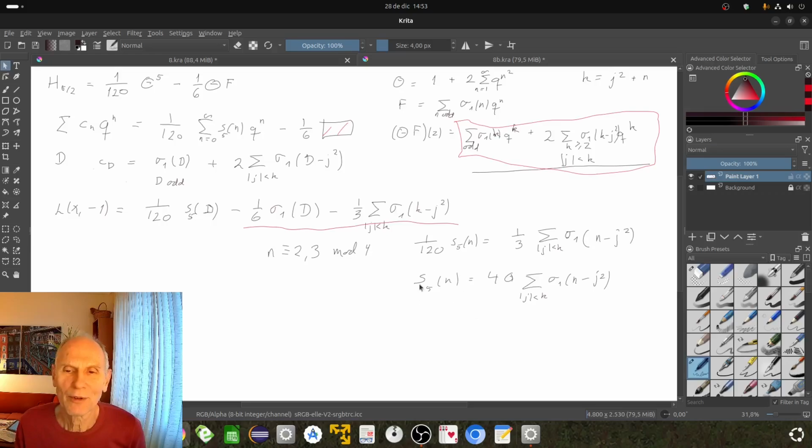So deriving such equations from modular forms is kind of a sport, isn't it?